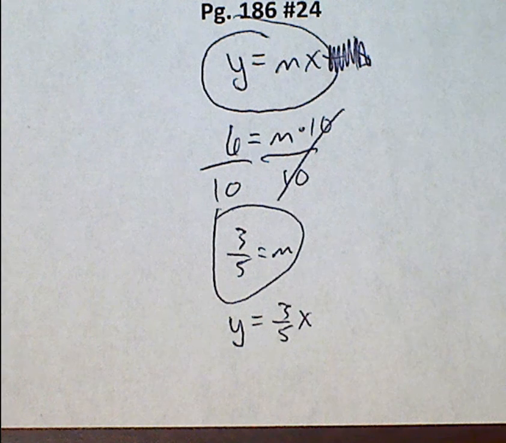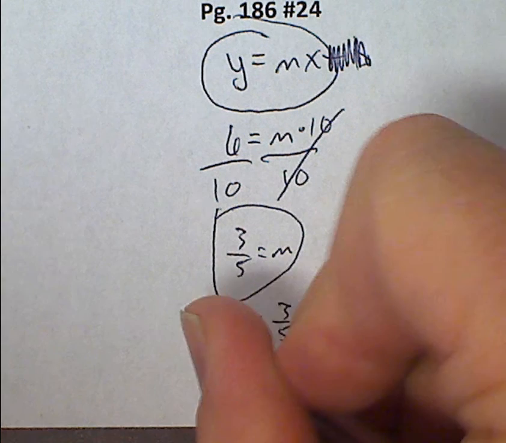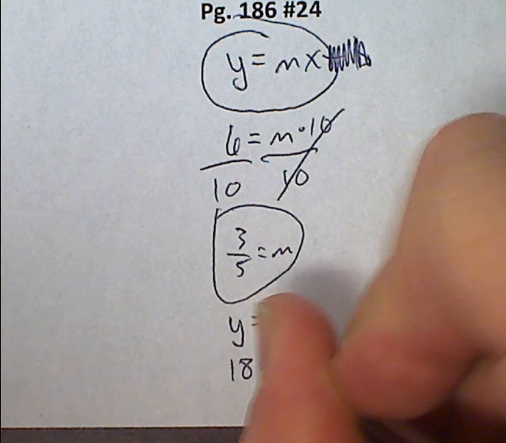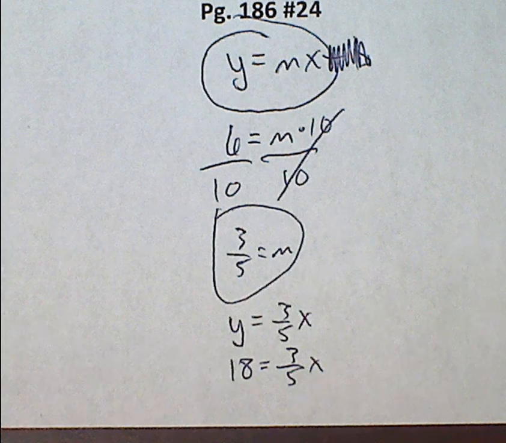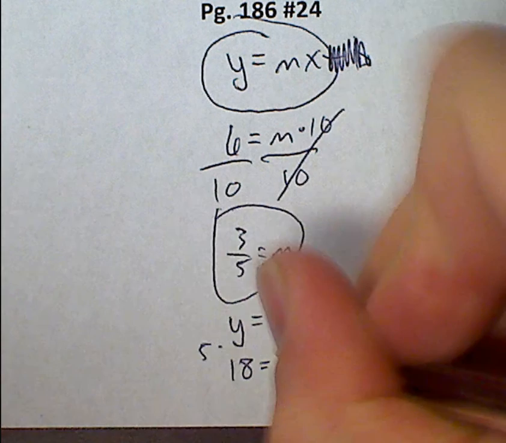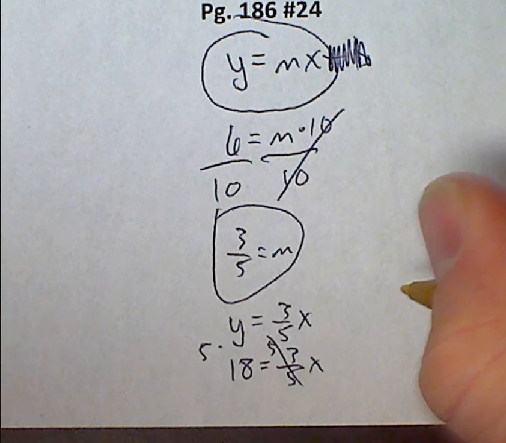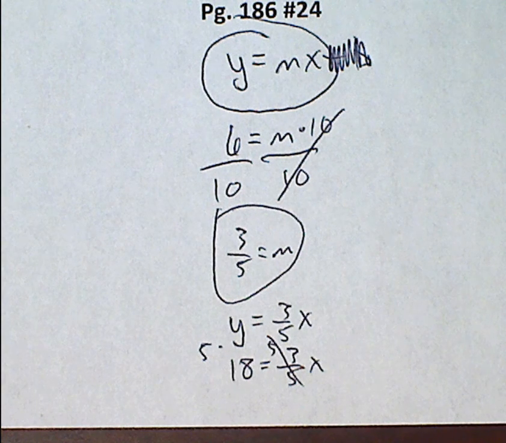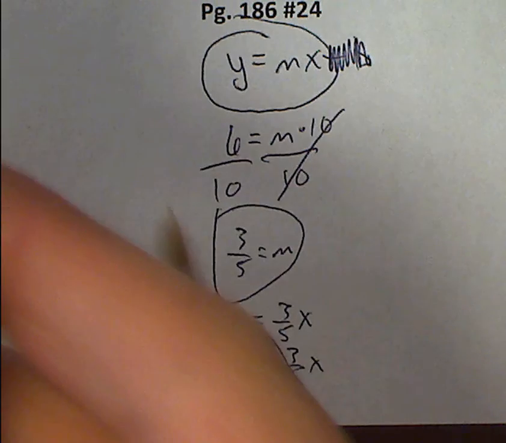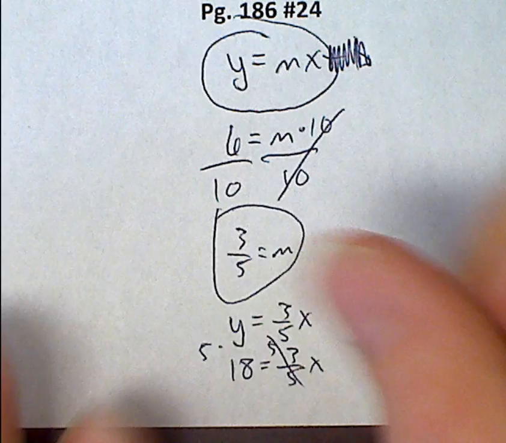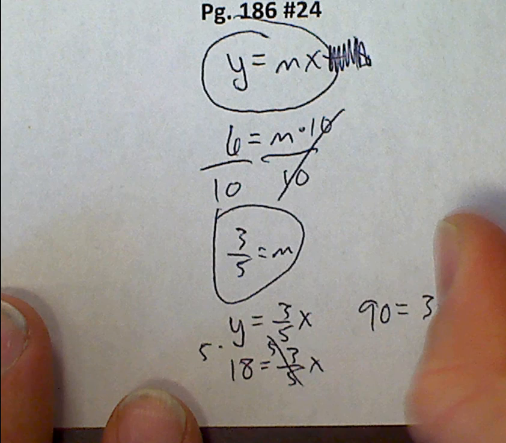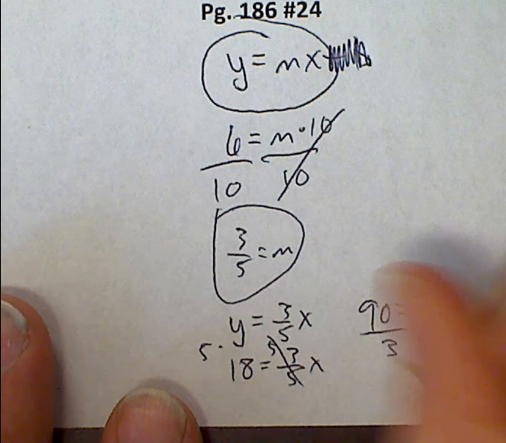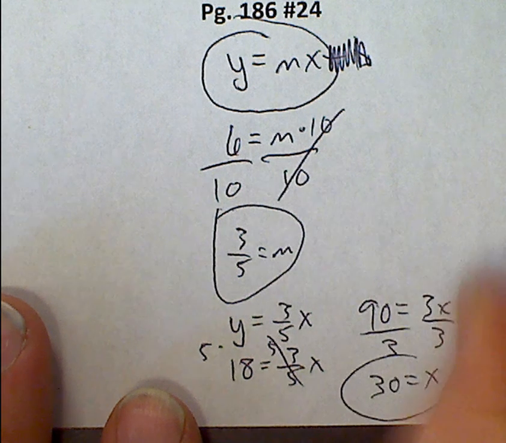Then it says find x when y is 18. So now I can plug in 18 and solve for x. Multiply by 5, multiply by 5. 5 times 18 gives me 90. Divide by 3, divide by 3. 30 equals x.